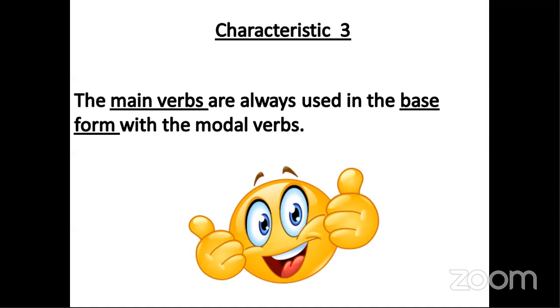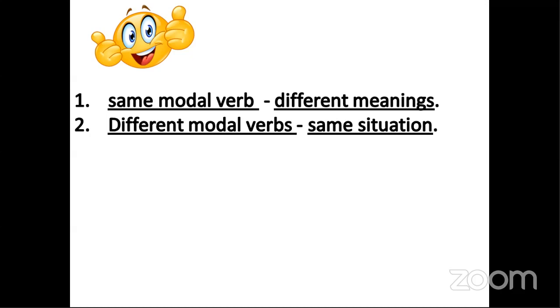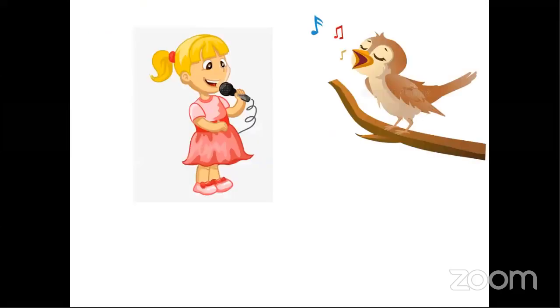Now let us just quickly recall our first two characteristics. What was the first one? Same modal verb can give different meanings. Remember the example of the boy with the guitar and the girl with the guitar? Can and can. Okay. Then what is the second characteristic? Remember the picture of the painting? Different modal verbs can be used for the same situation. And what was the third one which we just now discussed? That the main verbs are always used in the base form with the modal verbs.